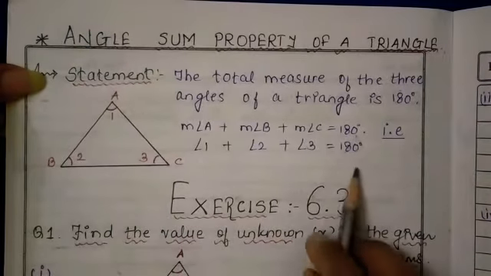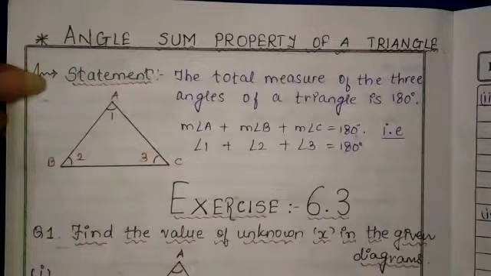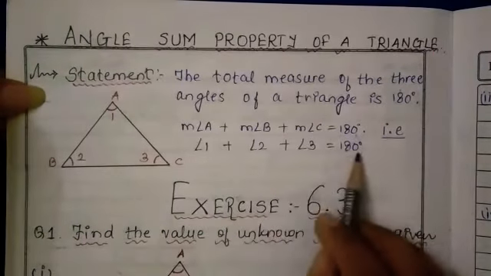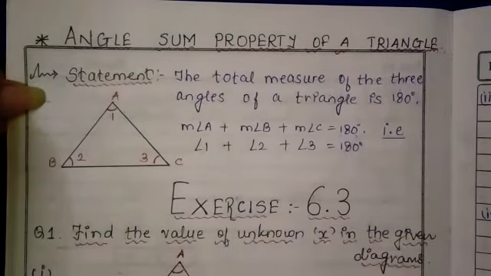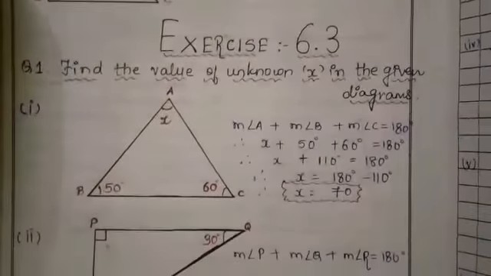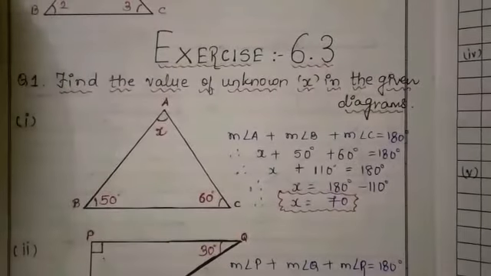Now based on this property we have exercise 6.3 that we'll be learning today. So learn this property, quite easy. Measure of all the angles is 180. Just one statement you need to keep in your mind. So now let's start exercise 6.3.